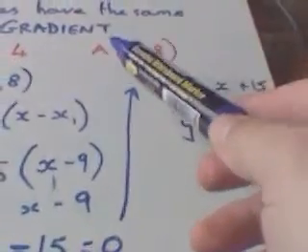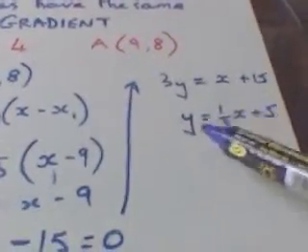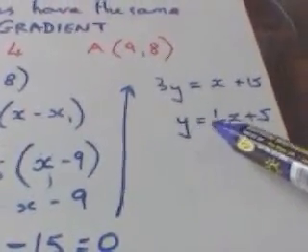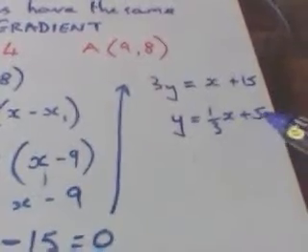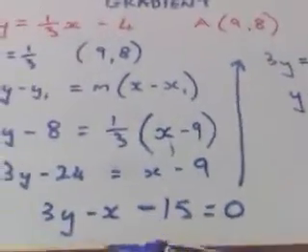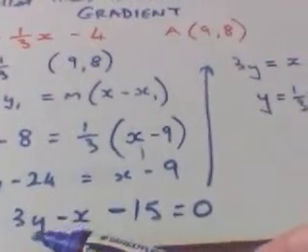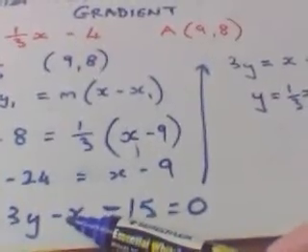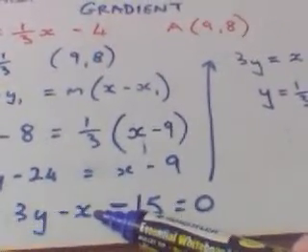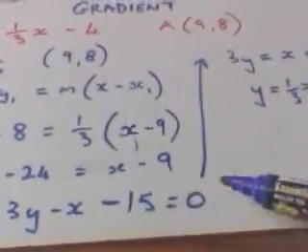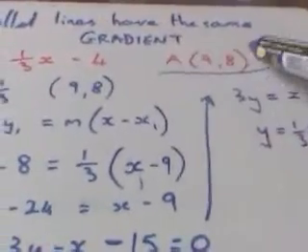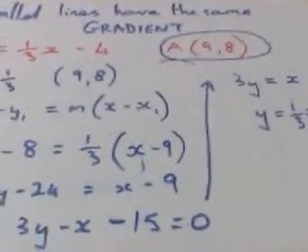To check, I'd substitute my coordinates 9 and 8 into either this one, which would give me 8 equals a third of 9 is 3, add 5 is 8, so that's correct. Or I could try it here. 24 take 9 is 15, take another 15 is nothing. So I've been able to check by putting the coordinates in.